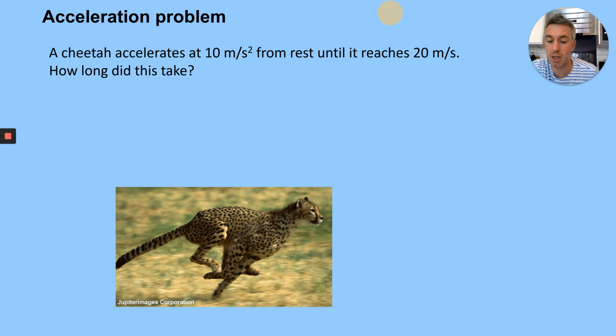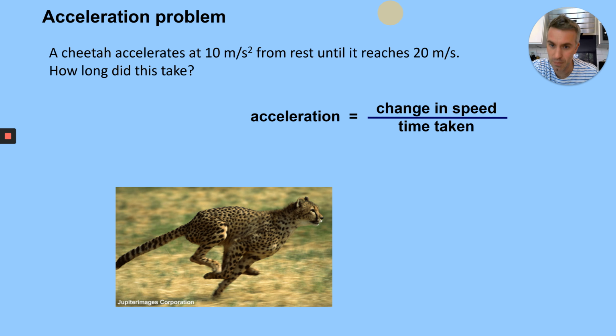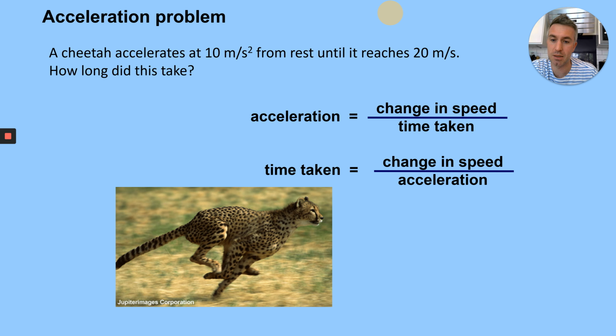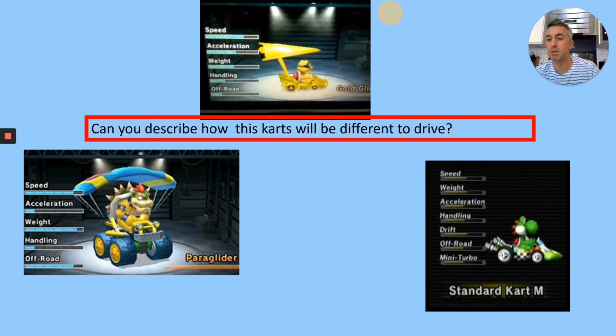Here's another example question. A cheetah accelerates at 10 meters per second squared from rest until it reaches 20 meters per second. How long did this take? So it's going from 0 to 20 meters per second. Its acceleration is 10 meters per second squared. How long did this take? Acceleration is change in speed over time taken, so time taken is change in speed over acceleration, 20 over 10. It takes 2 seconds for the cheetah to reach up to 40 miles an hour. Not bad for a cat. I think my cat could probably do that.